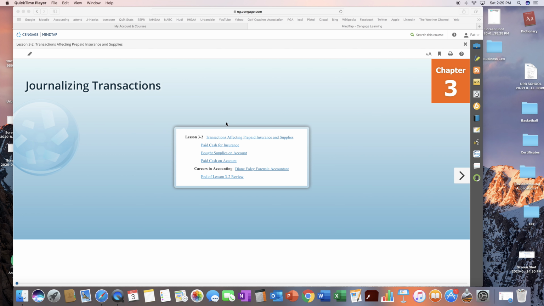Okay, so this is section 3.2 notes. We're going to be journalizing some transactions. If you have your transaction sheet from last chapter, we'll be journalizing paying cash for insurance, buying supplies on account, and paying cash on account. So we'll be debiting supplies, crediting accounts payable, and then debiting accounts payable and crediting cash on these two.